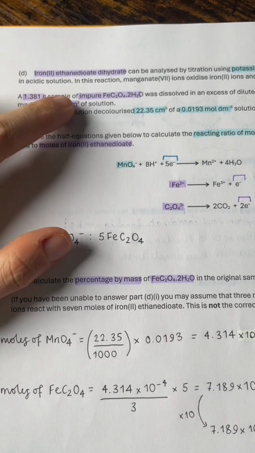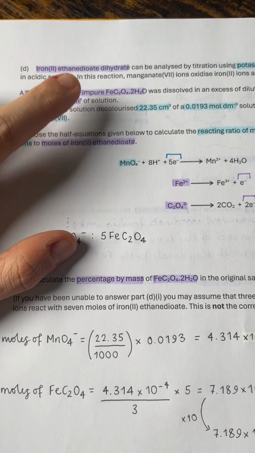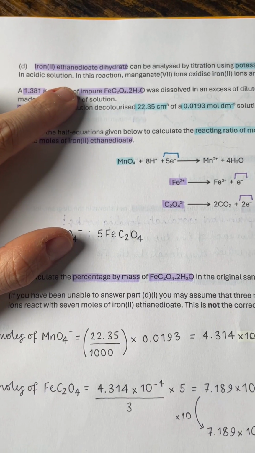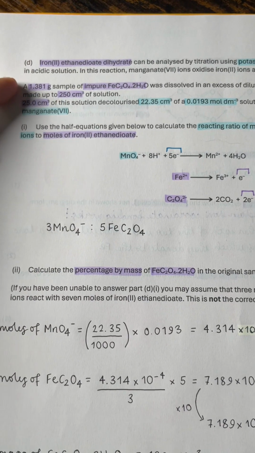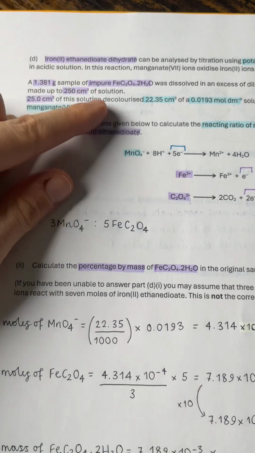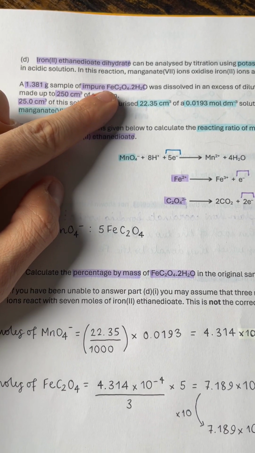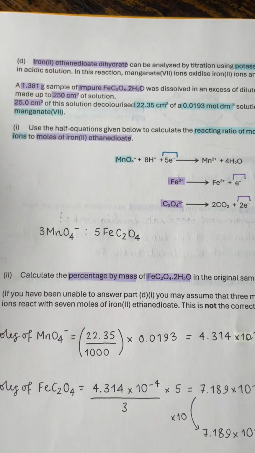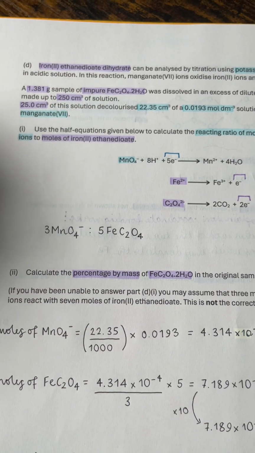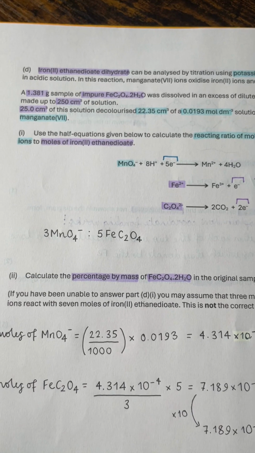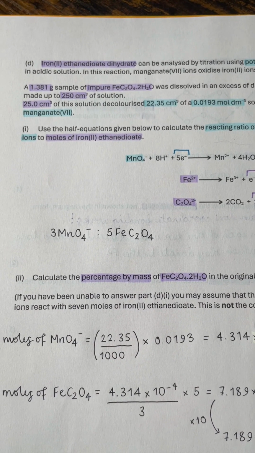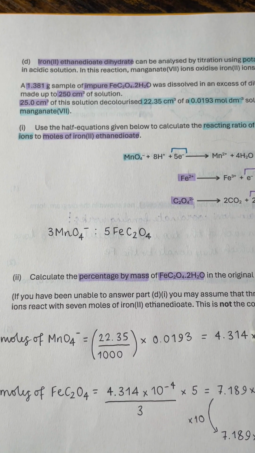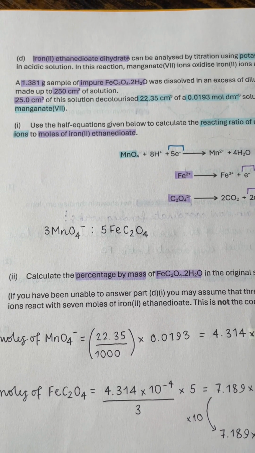And the key word here is that it told us that the sample was impure. So we want to know, by doing this redox titration, how much of that 1.381 grams is actually the iron 2 ethane dioate dihydrate, and how much of it is impurity that won't go on and react in the titration. And that's the key thing. It is only going to be the FeC2O4.2H2O that is going to react with the manganate ions.